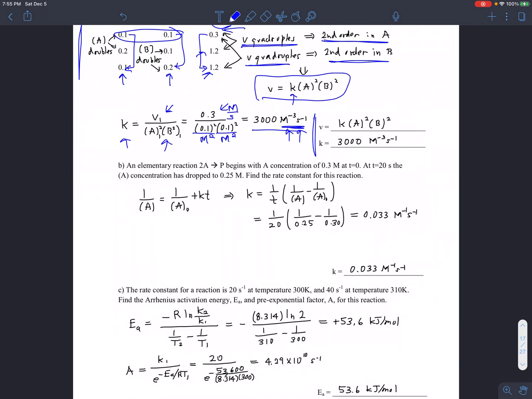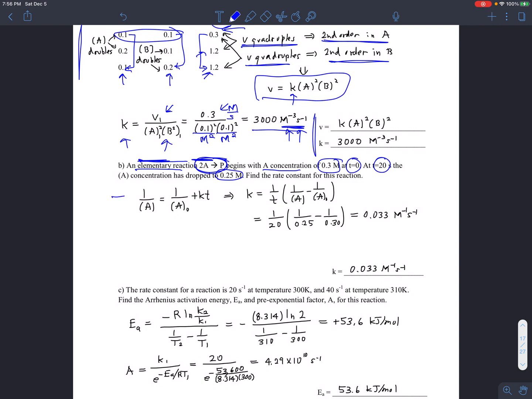Part B says an elementary reaction, 2A goes to P, starts with an A concentration of 0.3 at time 0, but after 20 seconds, that's dropped to 0.25. Find the rate constant for this reaction. The fact that it's elementary and that it's 2A goes to P tells you that it's second order. The 2A goes to P must be second order if it's an elementary reaction. So the fact that it's elementary is important to this problem.